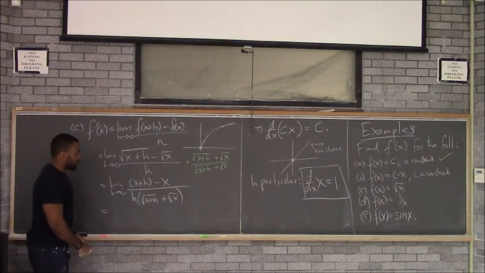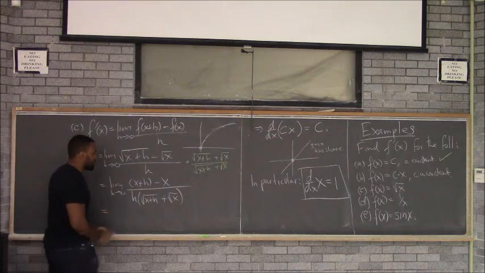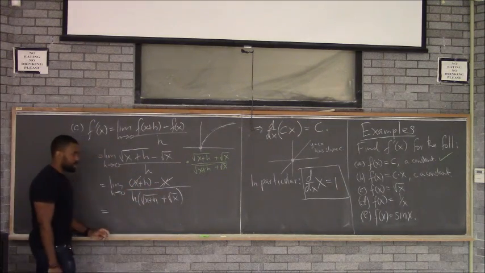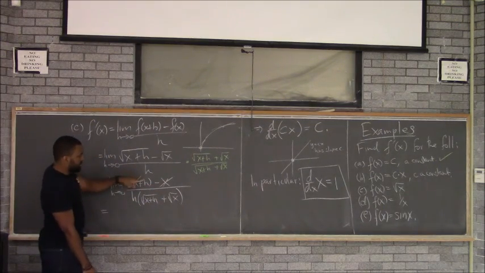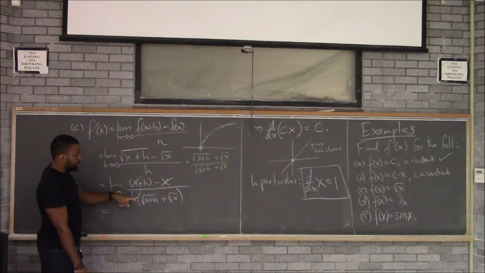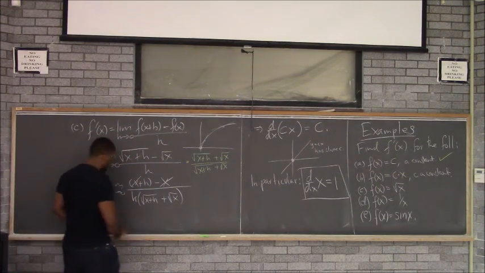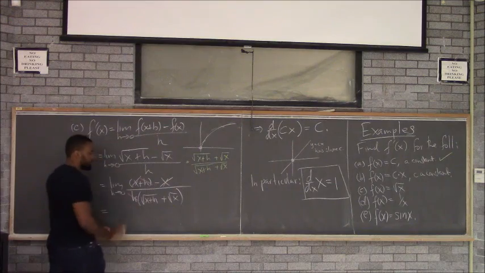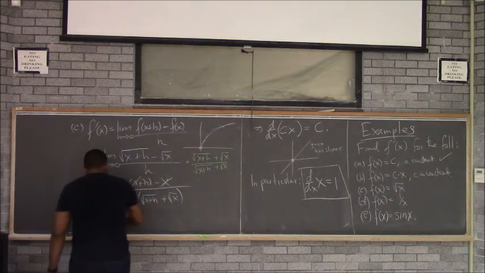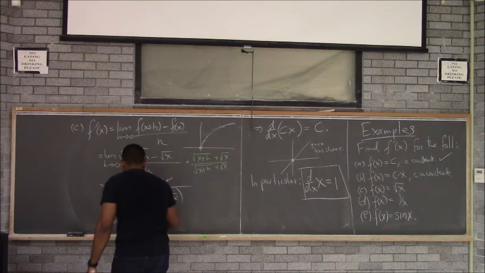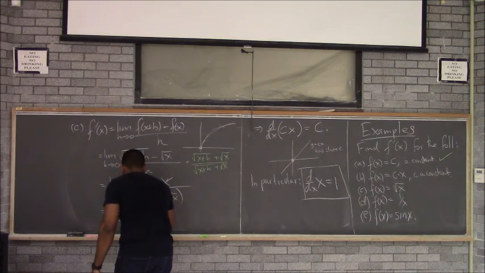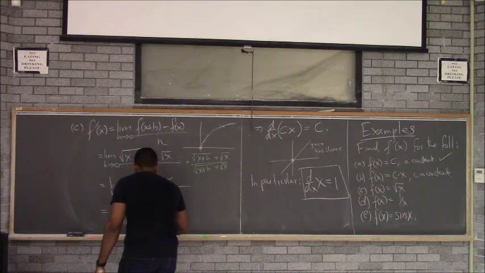Okay. Now what's going to happen is your x's are going to kill each other, x minus x. And then I'll just have an h in the top and a product in the bottom. So then eventually the h's would also cancel. And then I'm going to be left with the limit as h approaches 0 of 1 over radical x plus h plus radical x.